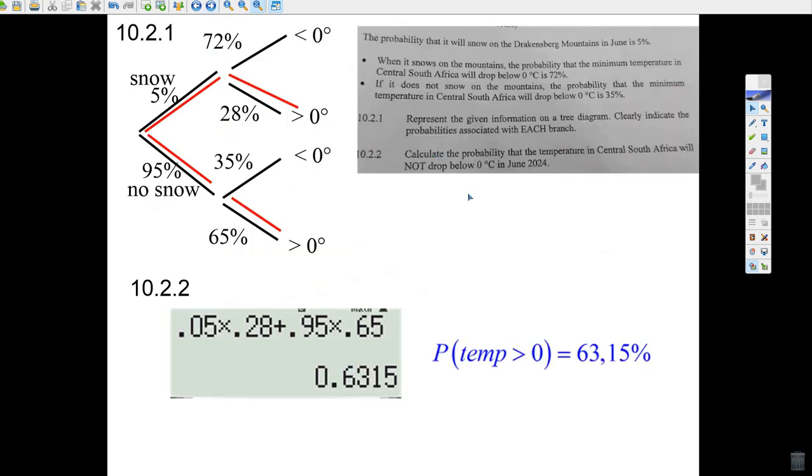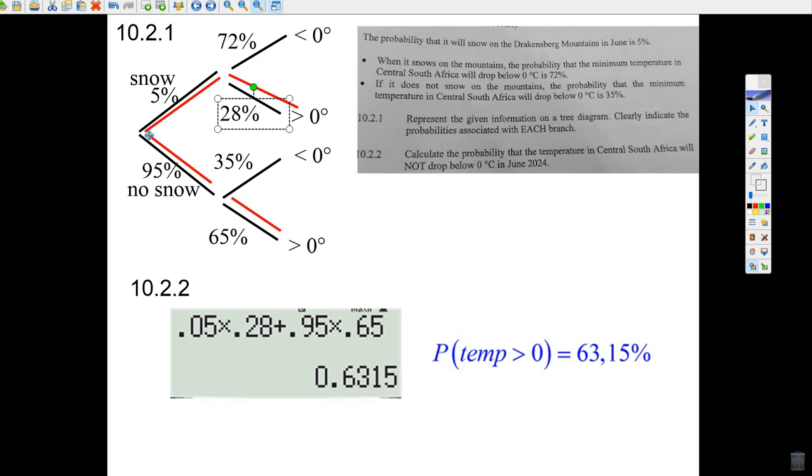Okay, last question is a tree diagram. They say the probability that it will snow on the Drakensberg Mountains is 5%. So if the probability that it will snow is 5%, the probability that it will have no snow is 95%, because it's got to add up to 100. They ask us to draw a tree diagram, and we've got started out pretty good here. They say that when it snows, the probability that the minimum temperature is going to drop below 0 is 72%. So the chance that it's going to go above 0 is 28%. See how it adds?